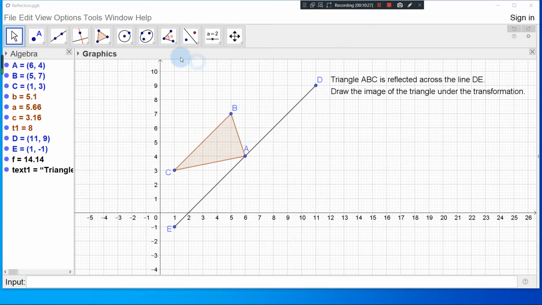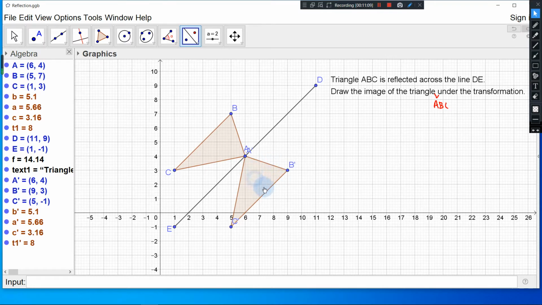Okay, so these are the questions that I showed you just now. I think I missed out something. Triangle ABC is reflected across the line DE. Draw the image of triangle ABC under the transformation. Okay, so I have shown you just now how to draw it by counting this way, 1, 2, 3, 4, 1, 2, 3, 4, right? Okay, so now let me use this software to show you.